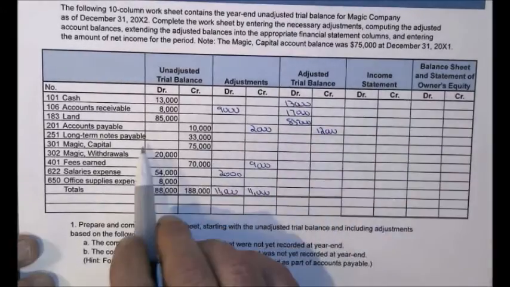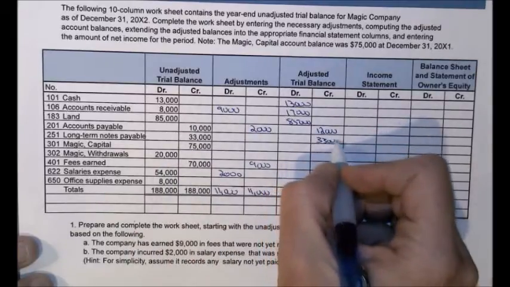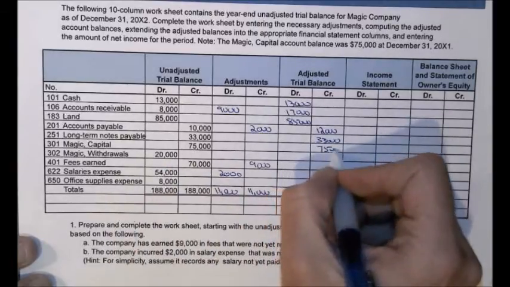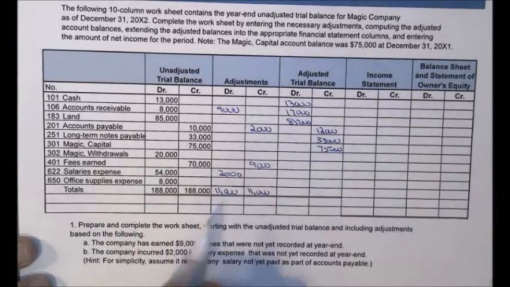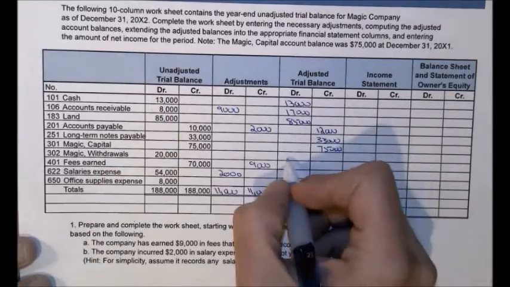Okay. Long-term notes payable, credit balance. We just bring it over because we didn't do anything to it, right? Same with the capital balance. That comes over because there was nothing that happened in the adjustments column. Withdrawals, remember, stays on the debit side.